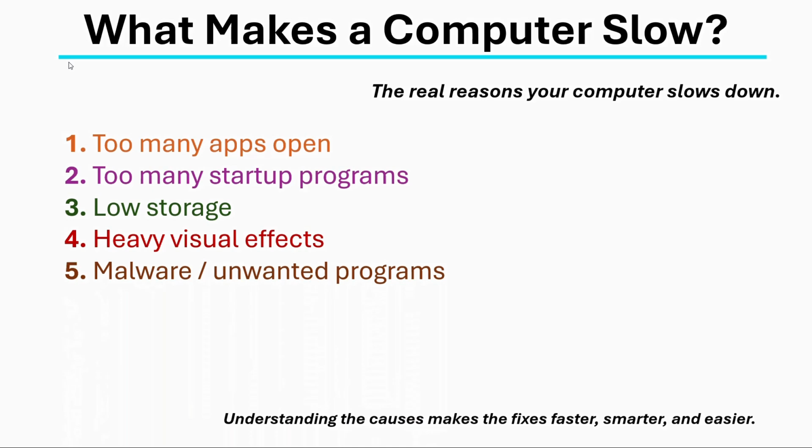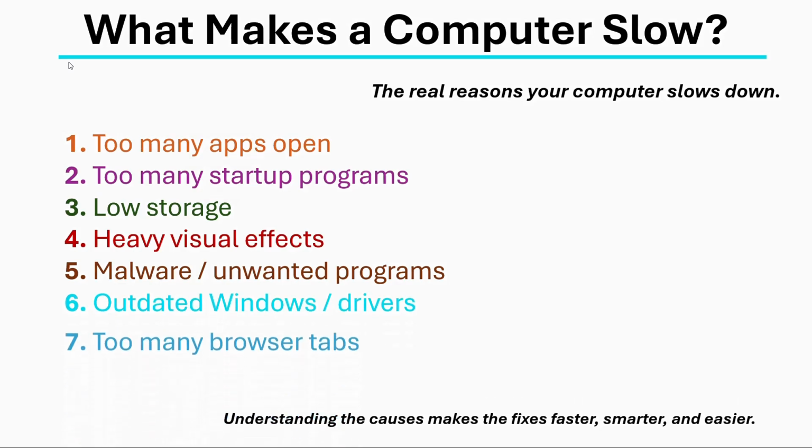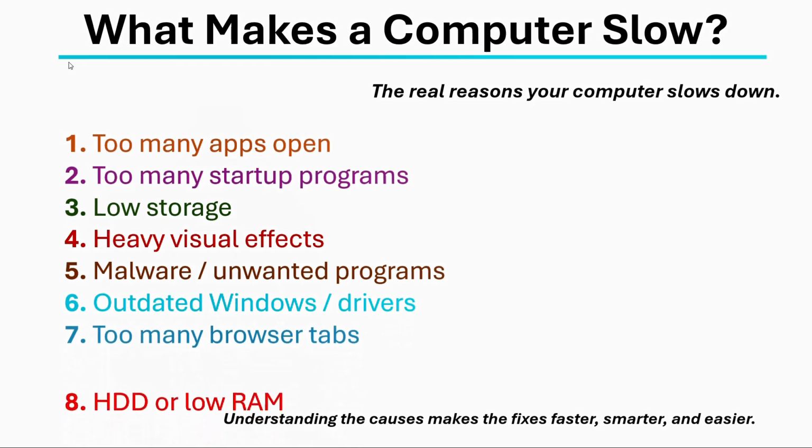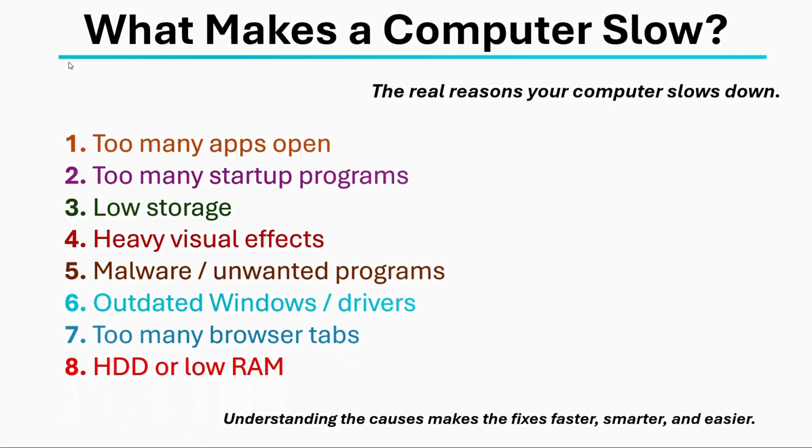Number six, outdated Windows or drivers. When the rules of the town are old, the chief, your CPU, makes slower decisions. Number seven, too many browser tabs. That's like opening too many books, newspapers, and instructions at once. Especially Chrome, it fills the roads quickly. And number 8, HDD or low RAM.